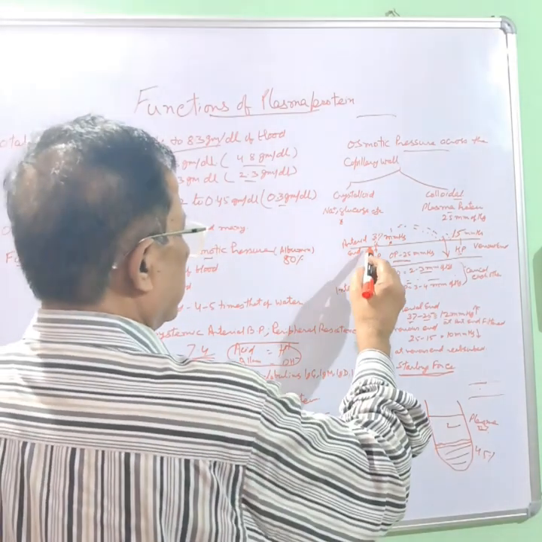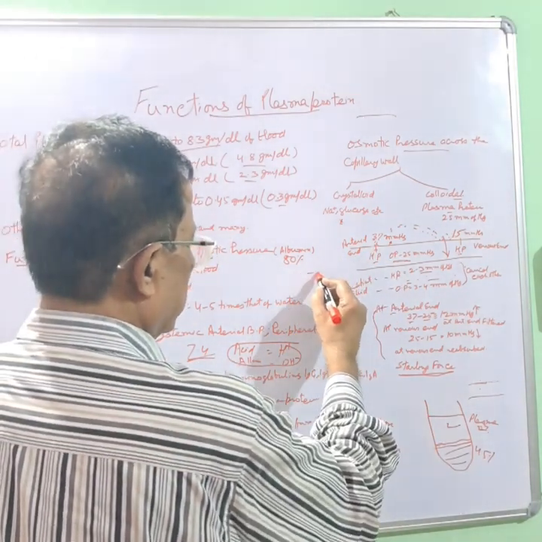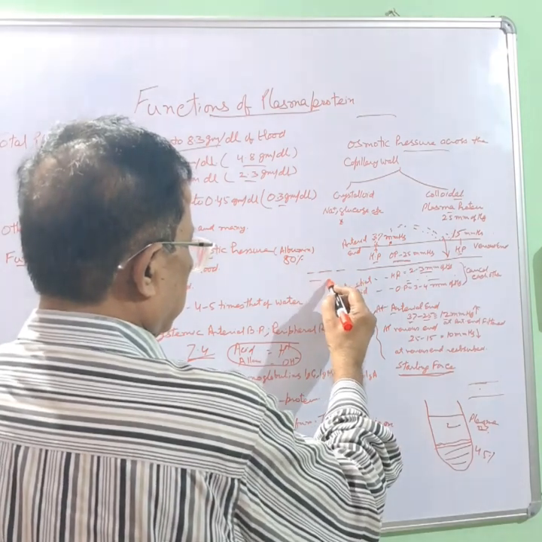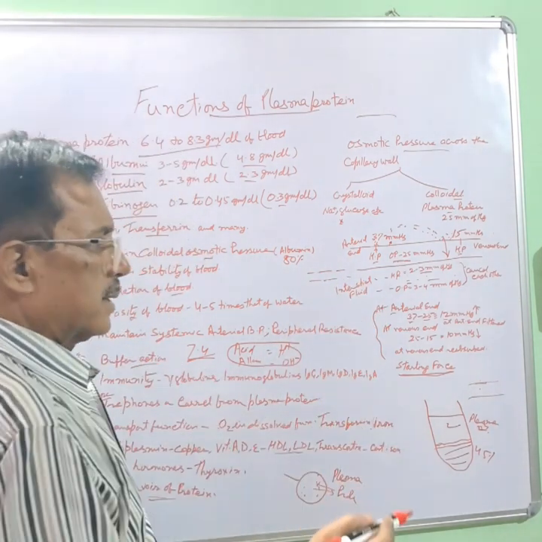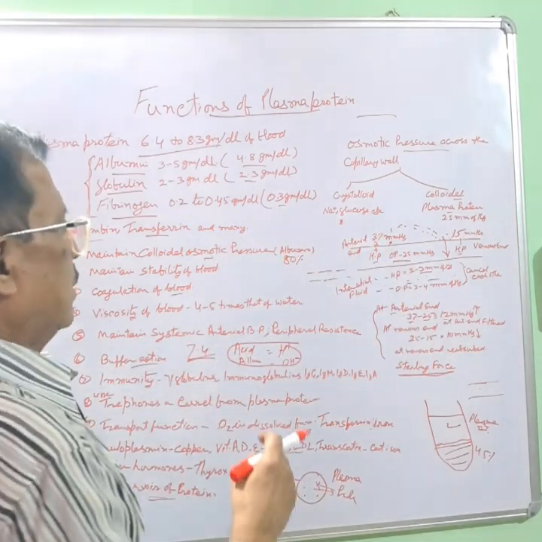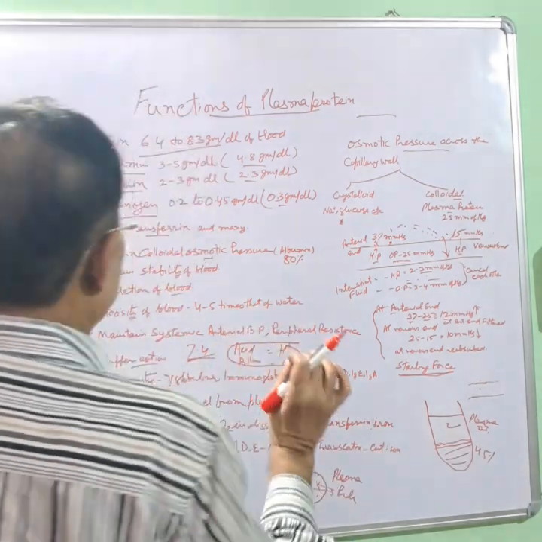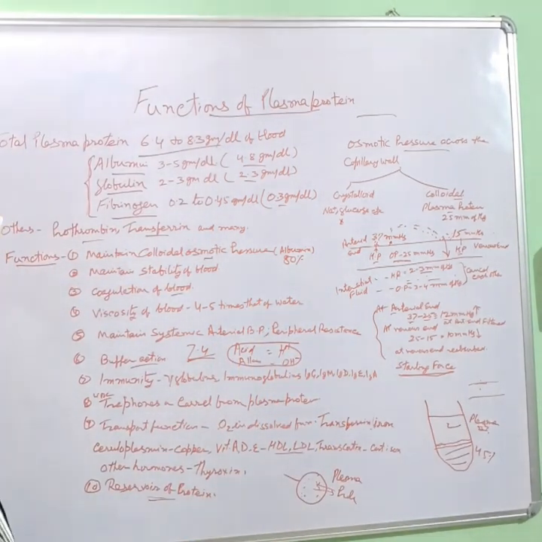Second thing is when capillary permeability increases, in infection, trauma, etc. Then in that case also fluid will rapidly go into the interstitial space. This is maintenance of colloidal osmotic pressure.